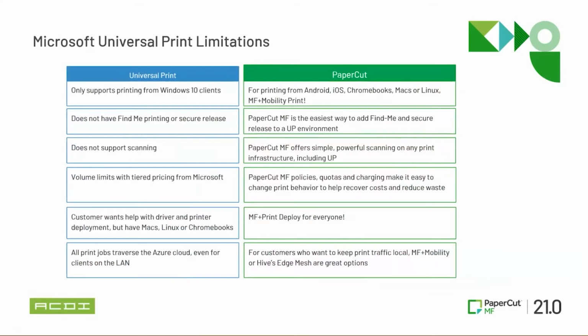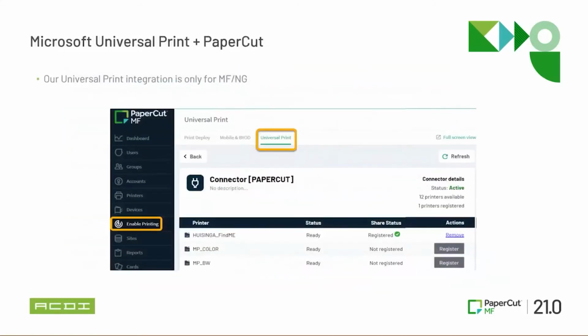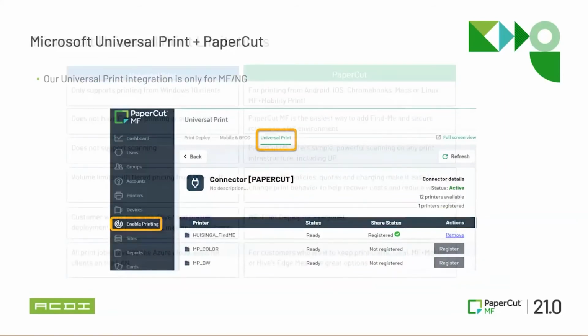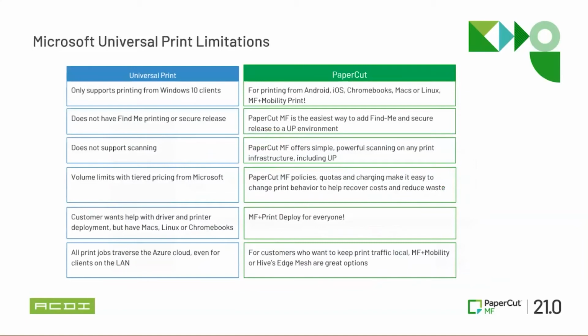Universal Print does not provide any type of Find Me printing or secure release. Well, that's where PaperCut comes in. And like I showed you on the previous screen, right away you can go ahead and register Find Me queues inside Universal Print. And so you can give that user that same experience, one queue, to be able to release a job at any managed device.